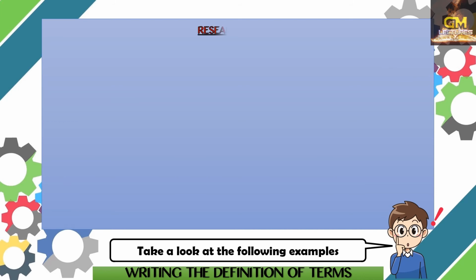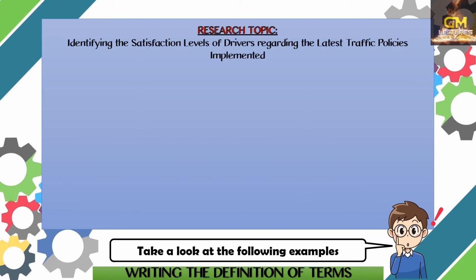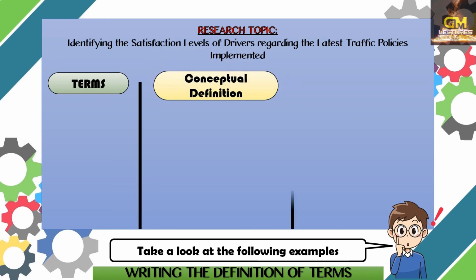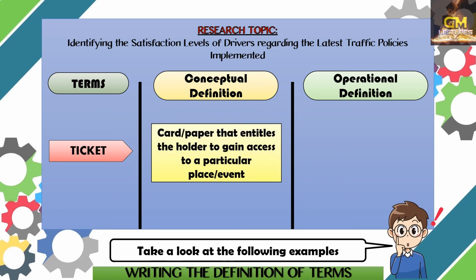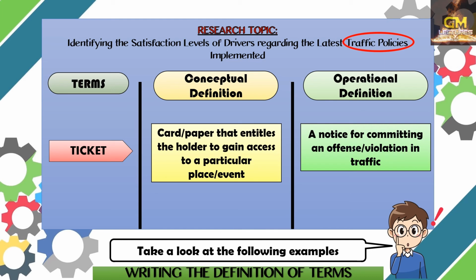Another example would be this particular research topic: identifying the satisfaction levels of drivers regarding the latest traffic policies implemented. Again, we identify a particular term, its conceptual definition, and its corresponding operational definition. For this example, we look at the term ticket. Ticket basically is a card or a paper that entitles the holder to gain access to a particular place or event. However, looking at the context of the research, which is about traffic policies, the term ticket now refers to a notice for committing an offense or violation in traffic.